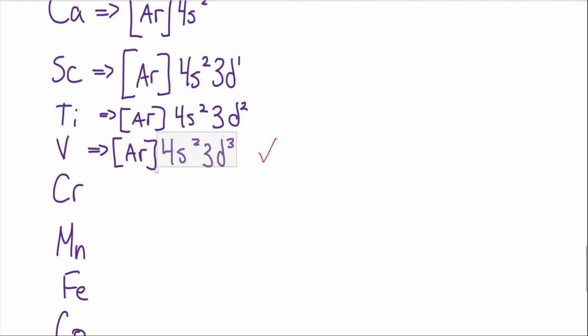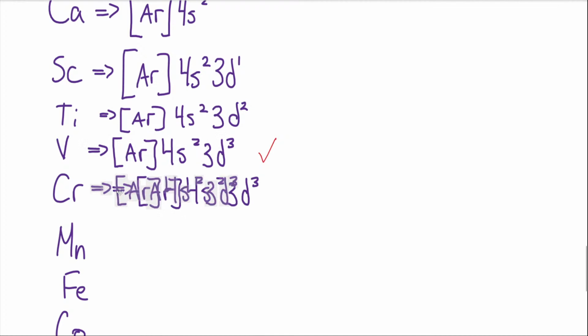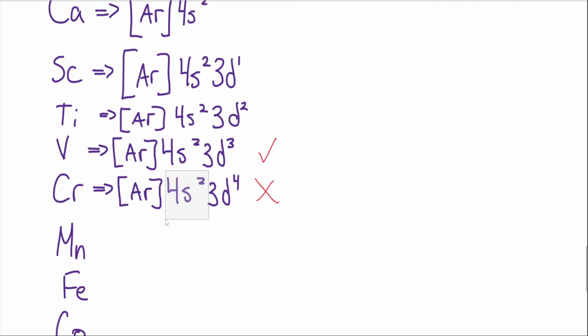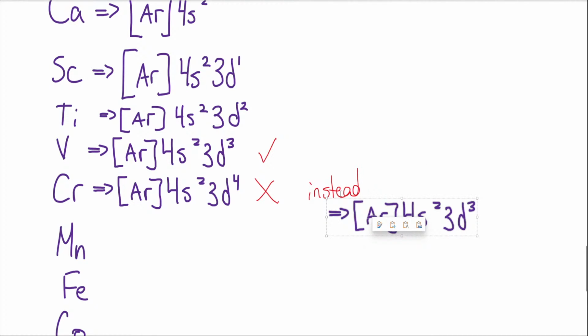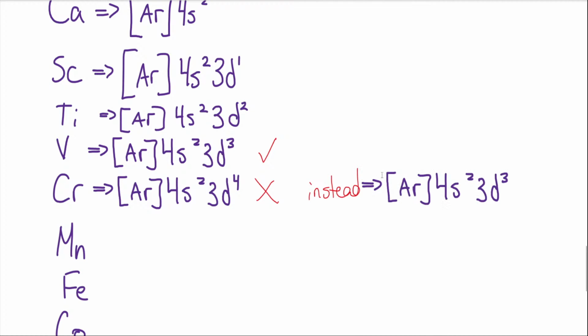So this is okay. But this, well, I'm just going to cheat a little bit here. This is not okay. It would just be 3d5, but then would it still be 4s2? No. Instead, it would be argon 4s1 3d5.